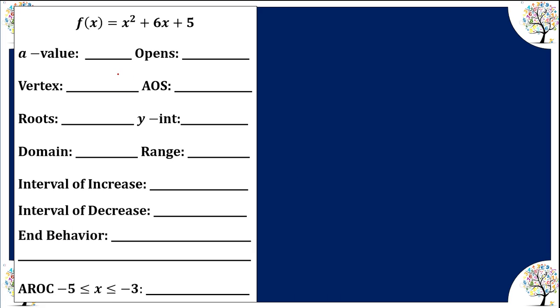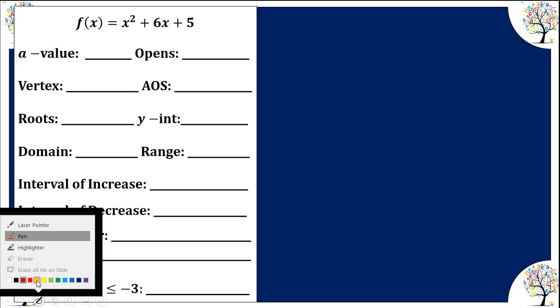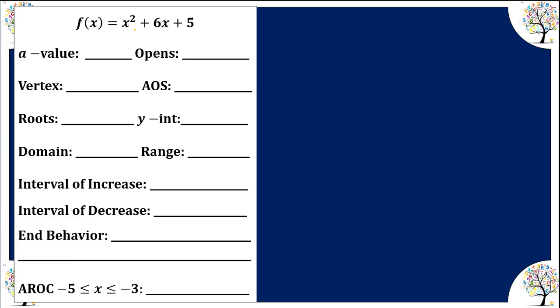Okay, now we have just the equation, and we're going to answer all of these key features. So I'll probably be going back and forth between colors. Okay, so our a value is 1. It's positive, so we know the graph opens up. Our vertex is (h, k). This is your x and your y value.